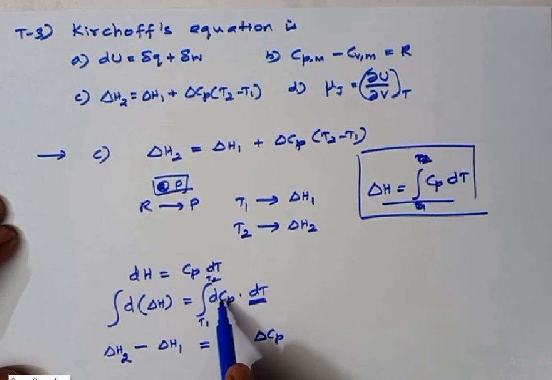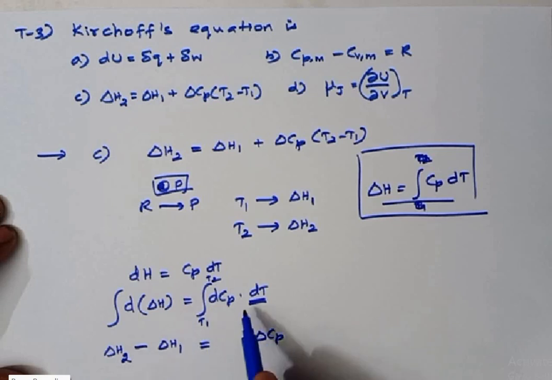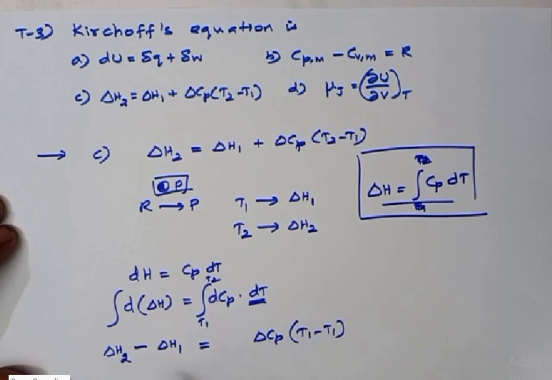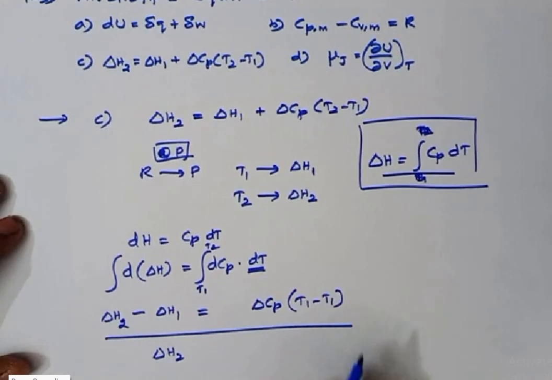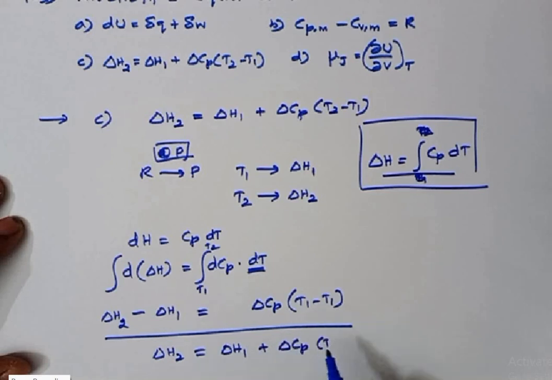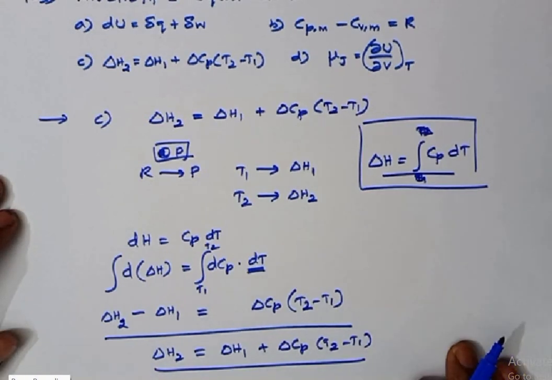Then you can take this delta Cp out. So delta Cp times the integral of dT is T, with upper limit T2 and lower limit T1, so T2 minus T1. Or you can also write it as delta H2 equal to delta H1 plus delta Cp times (T2 minus T1). This equation is what we call Kirchhoff's equation.